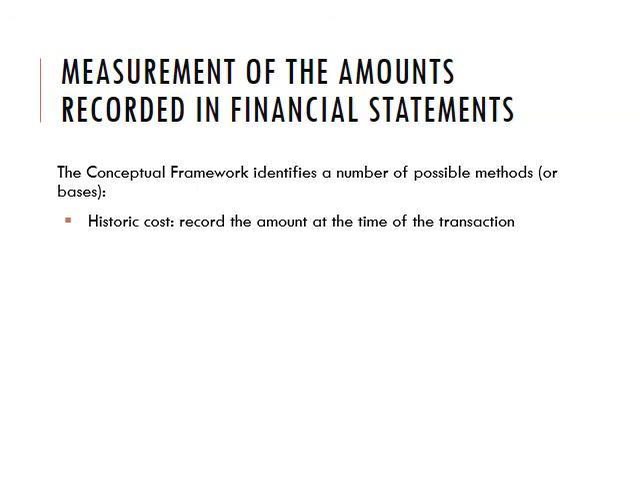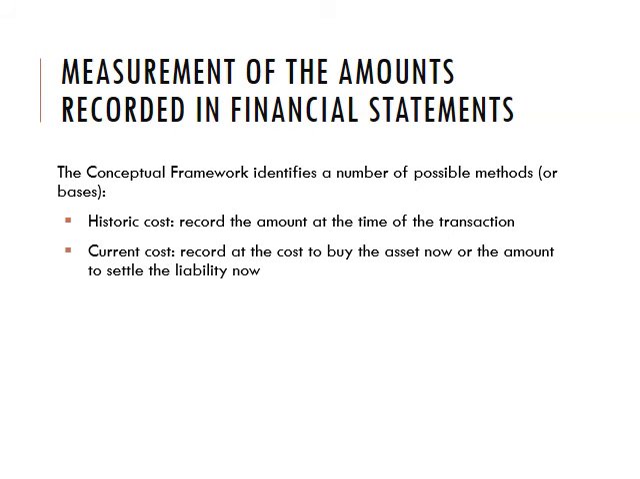The first is historic cost, where we would record the amount at the time of the transaction. So if I have spent £50,000 on buying some goods for resale, I would record those goods at their cost of £50,000. I could also record them at their current cost. So again, if I have purchased goods for resale of £50,000, but it would cost me £60,000 in today's money to purchase those goods, I could record them at £60,000.